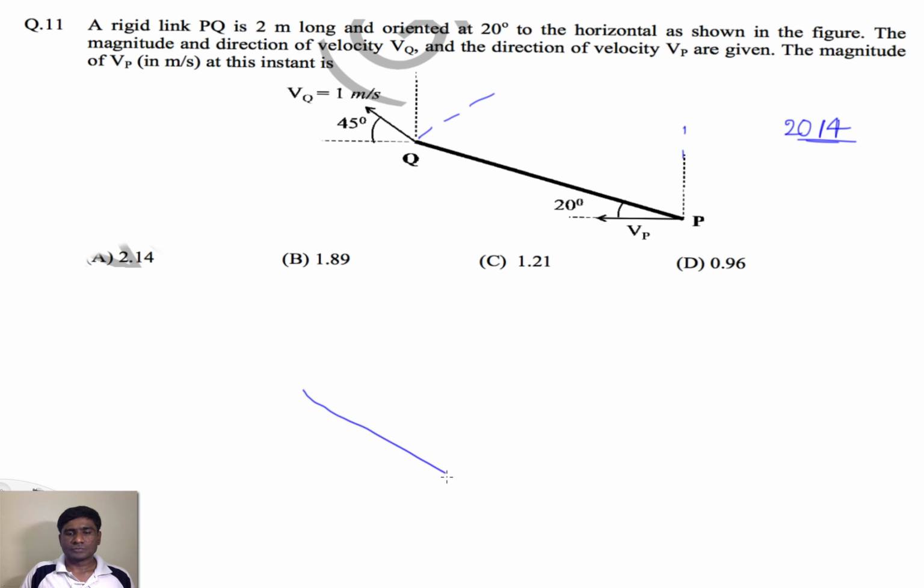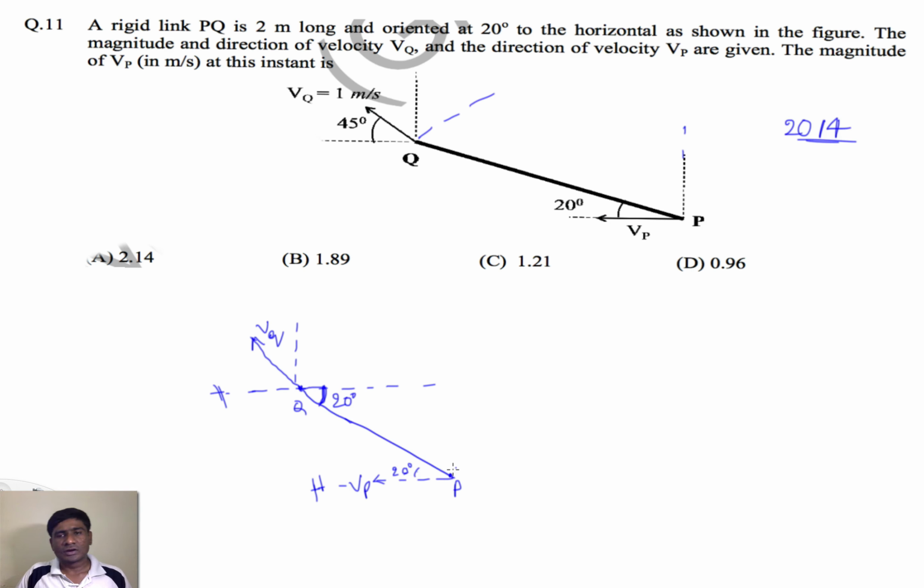So let's draw that one. This is the given link, and this is 20 degrees. It is making VP. This is point P, and this is point Q. VQ is in this direction, which is again horizontal. What is the angle? This is also 20 degrees. Why? Because any line cutting two parallel lines makes the same angle theta with both. Here theta is 20 degrees, so here also it makes 20 degrees.